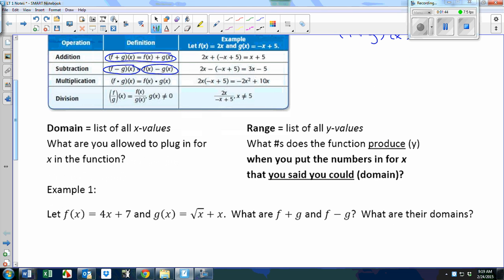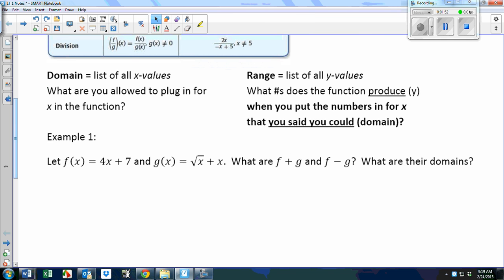The domain and range definitions that we discussed yesterday are up there. We will need them. Okay, Example 1. You're always going to be given a function f of x and g of x, and sometimes even more, but they're going to tell you what f of x is, what g of x is, what h of x is, or whatever letter. But then the directions here say find f plus g of x.